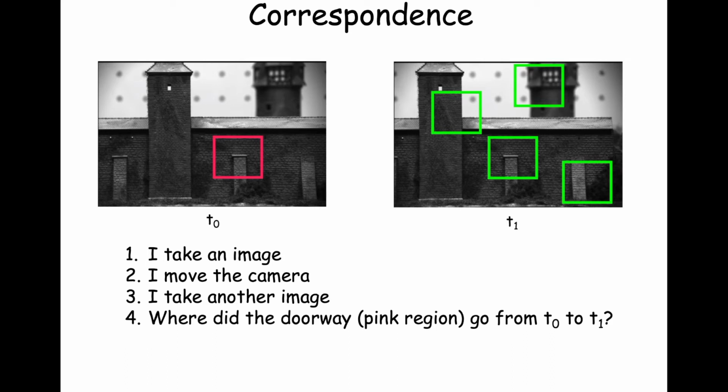So I take an image, I move the camera, then I take another image, time t1, and the question then is, where did the doorway go, this red or pink region, go from time t0 to t1? Now, of course, there are a lot of potential locations, but you have to search for it. It could have been up here, it could have been over there, it could have been down here, it could have been this one. But you have to search for it. Now, of course, that's easier said than done because there are a lot of practical engineering issues wrapped up in this needing to search for it.